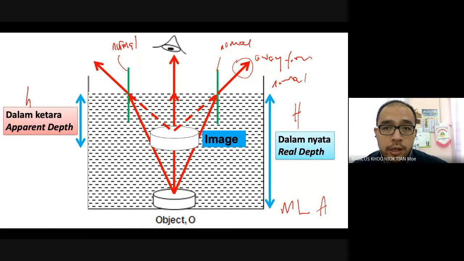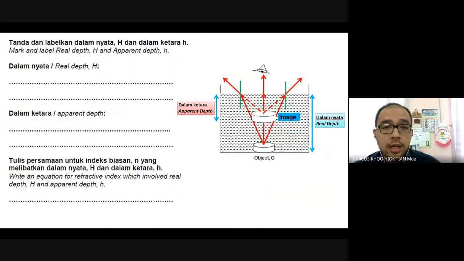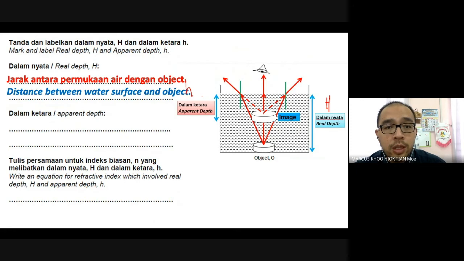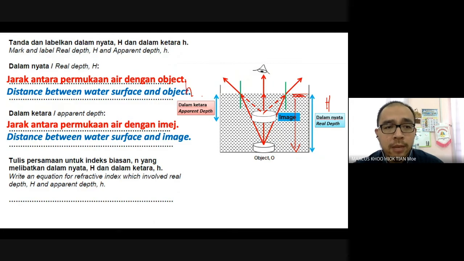All right, let me carry on now. The next slide also shows the same drawing, so I'm going to just leave this here. Just remember that the real depth is the big H, and the apparent depth is the small h. So what is the definition for the real depth? The real depth is the distance between the water surface and the object. I think this is the important thing. Everybody needs to remember this: when we're talking about depth, kedalaman, depth is measured from the water surface, not from the base.